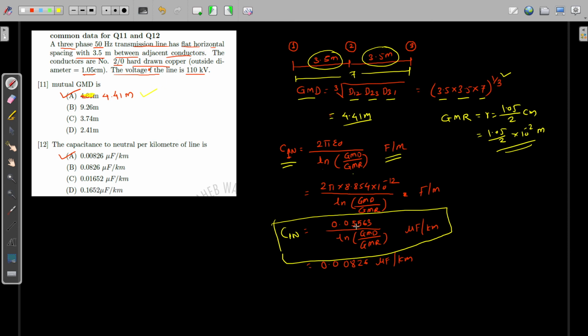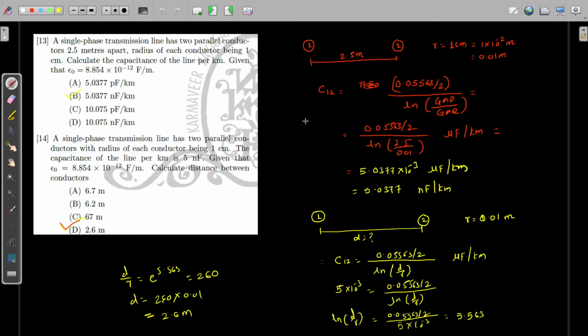It is 0.05563 natural log of GMD by GMR microfarad per kilometer. This value is in microfarad per kilometer. Substitute the value of GMD and GMR, you will get this value as 0.00826 microfarad per kilometer. So option number A is correct in this case.